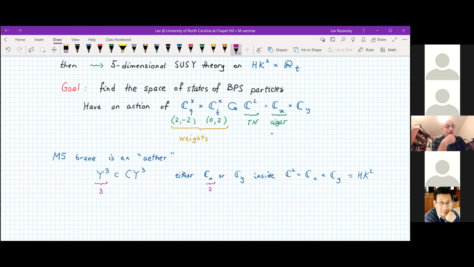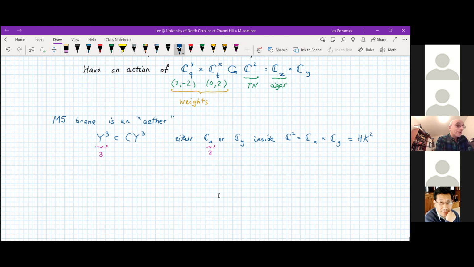Why only Cx or Cy? Because you want to preserve the C-star actions. You could put it in some other position inside C2, but then it will break the C-stars. Now Witten and Vafa, I think, in part say, let us consider a special case where the Calabi-Yau is T star S3. So we still have our Cx cross Cy for HK.